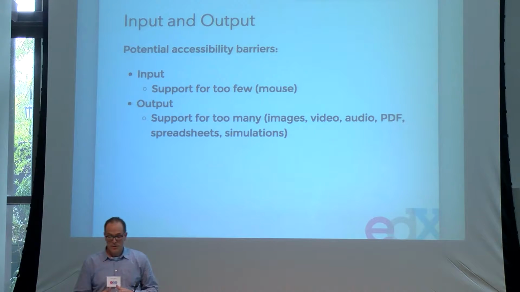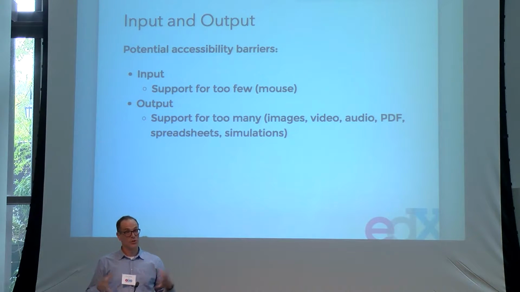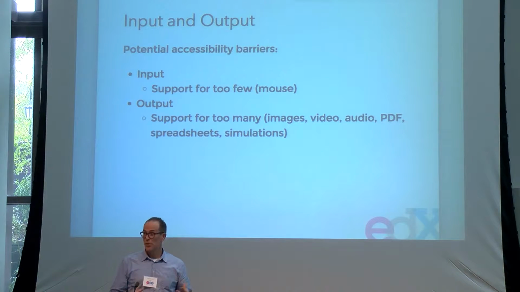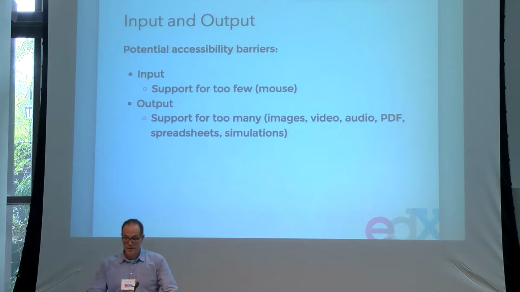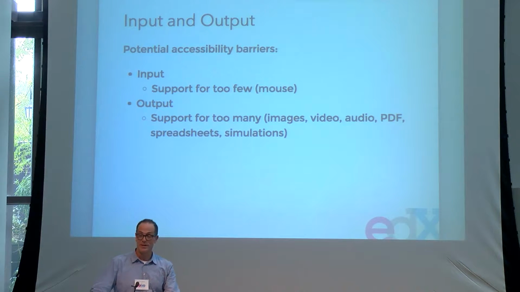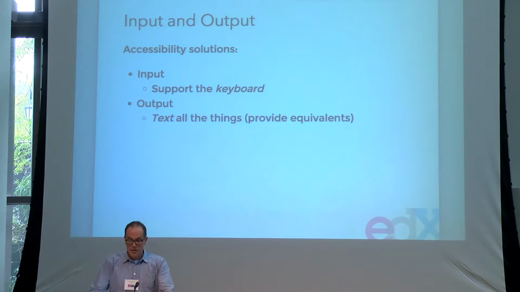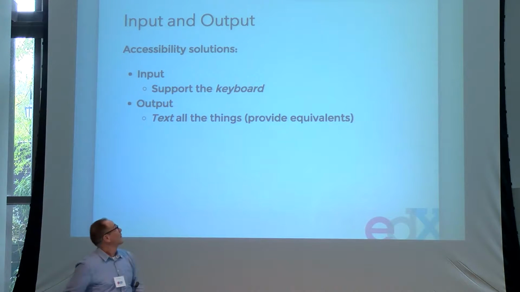the problem arises when we build in support for just too few means of input, like just our mouse, and when we have to support far too many forms of output, like images, video, audio, PDF, spreadsheets, and simulations. That's not to say that we can't do that, but there are certain considerations we have to make. So the solutions are support for the keyboard, for input, and to text all the things, or provide text equivalents for output.